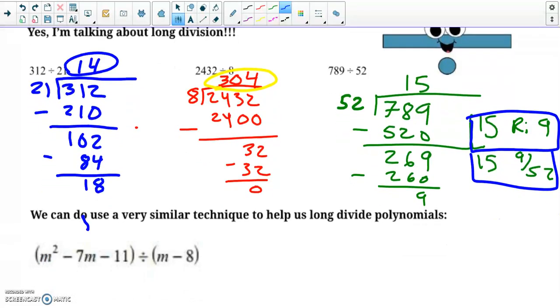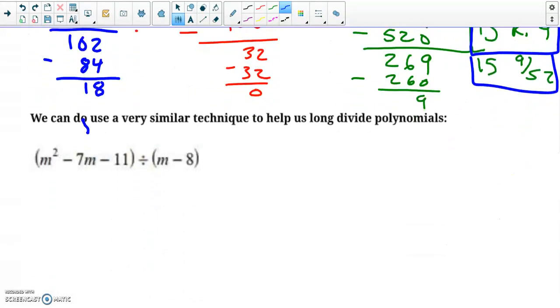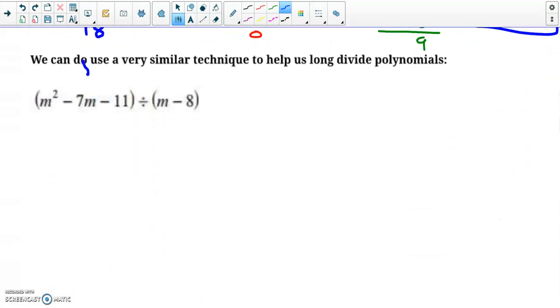Okay? So remembering that process, we're going to do something very similar to help us divide polynomials. You already know how to multiply, add, and subtract polynomials. You've been doing that for a while. We've done it during class. Division gets a little trickier, which is why we are talking about it last. Okay? So we're going to set it up the same way.